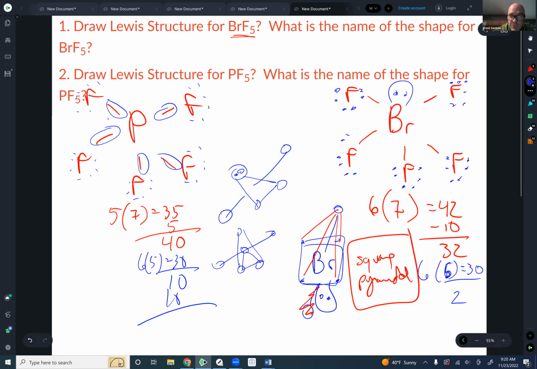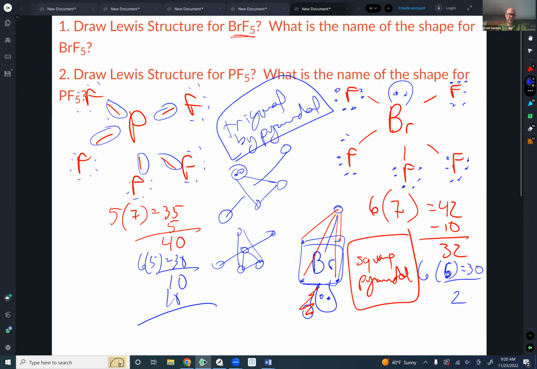Now, if I had lost one set of electrons, we would have had a seesaw, but this one is called trigonal bipyramidal. So we have two different additional shapes that we have to be able to adjust and draw their expanded octets for.